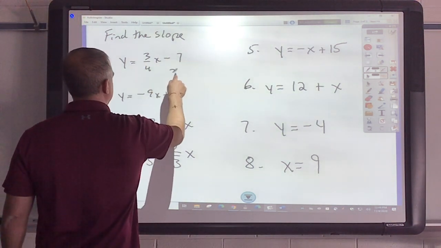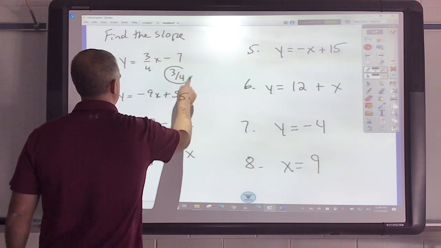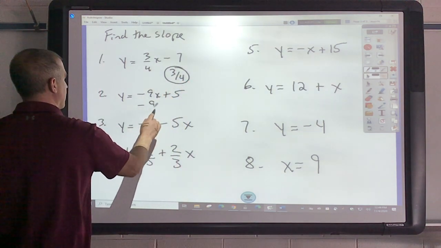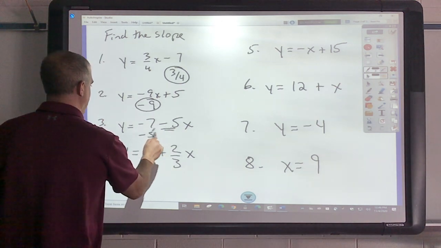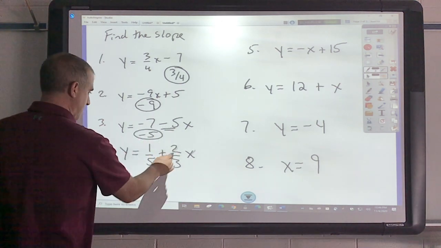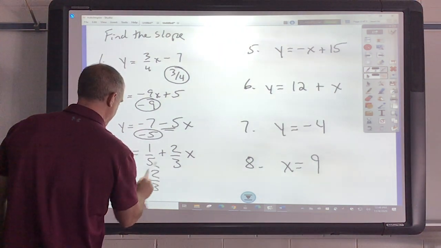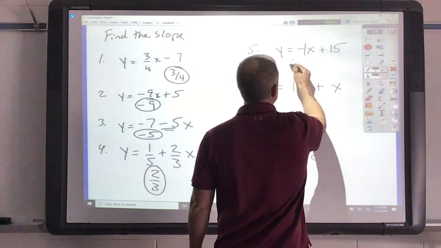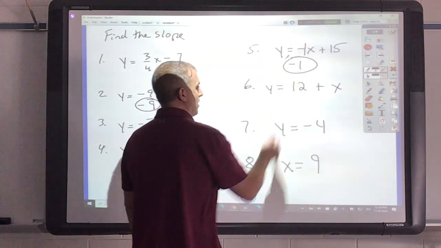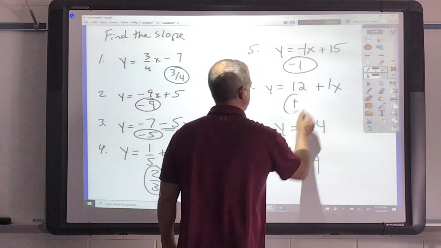Okay, number in front of x here is 3/4. Number in front of x here is -9. Okay, so I got a y and an x. Number in front of x is -5. Got a y and an x. Number in front of that is 2/3. Over here, I'm going to put a -1 there. That's the number attached to x, so the slope would be -1. There's a 1 here. That's going to be a +1.